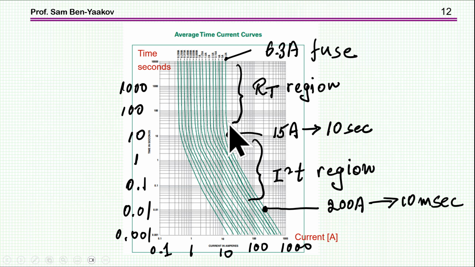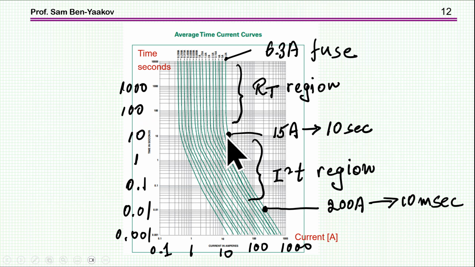This region here is the thermal resistance one, and here the I2t one. Here you see that the lines are almost straight, meaning that if we are looking at the 6.3 amp, around this current, it'll take a long time. If you are below that, it'll take a very long time for the fuse to blow up. This is seconds, that's 1,000 seconds, that's 10,000 seconds. Only here we can see some action.